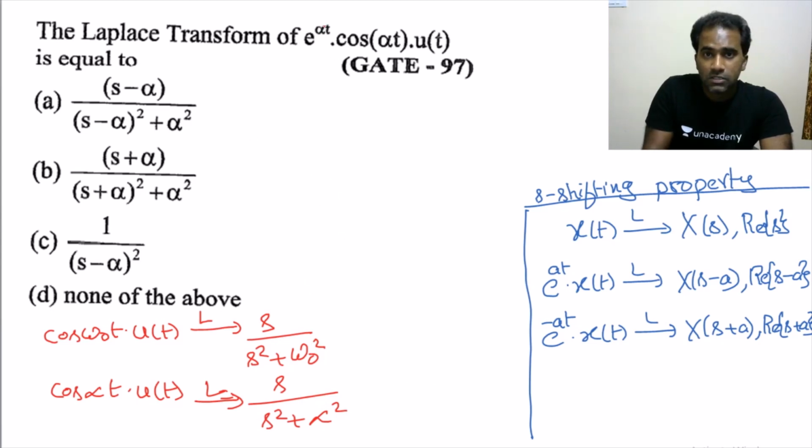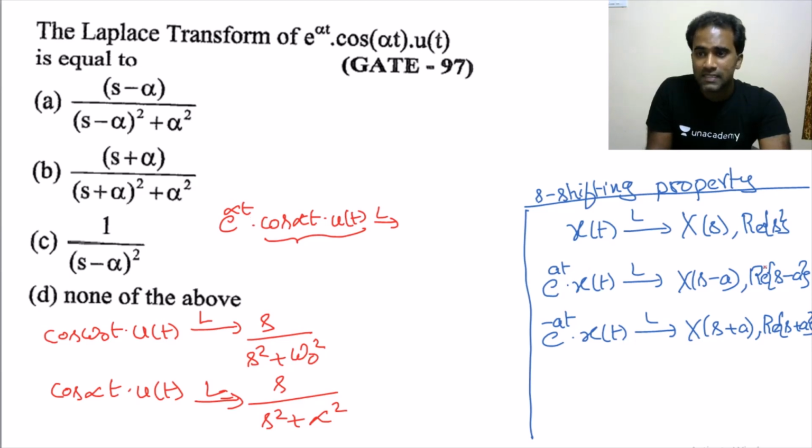Now they are asking us to find the Laplace transform of e to the power of alpha t into cos alpha t into u of t. We already know the Laplace transform of this part. When you multiply with e power at, what happens? S is replaced with s minus a everywhere. So it is s minus alpha divided by s minus alpha whole square plus alpha square. Okay, this is the Laplace transform.